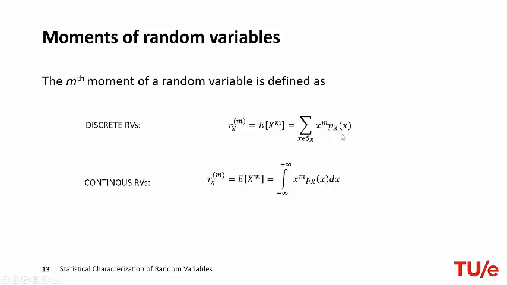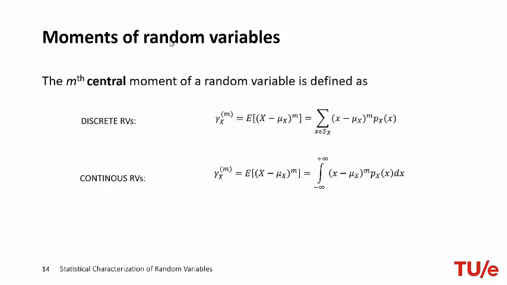The formula here can be easily obtained by using the formula given before for a function of a random variable. For example, the expectation is simply obtained when m is equal to 1. For this reason, the expectation is the first moment of a random variable.